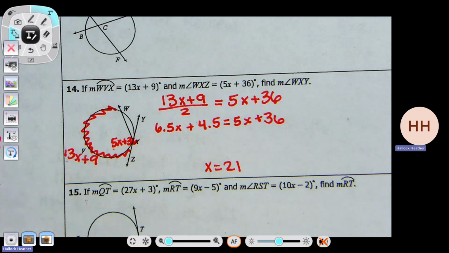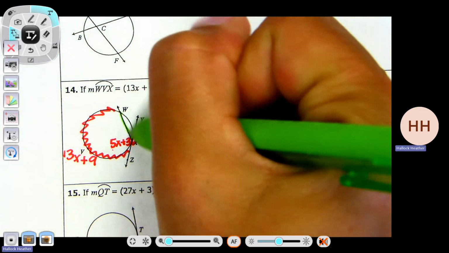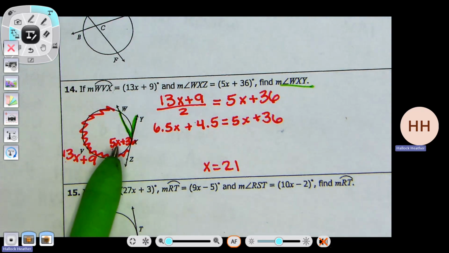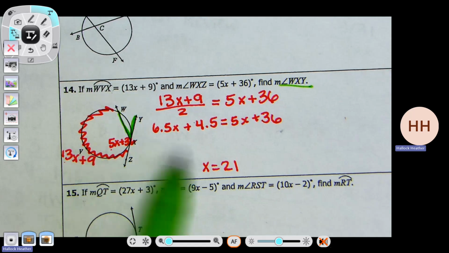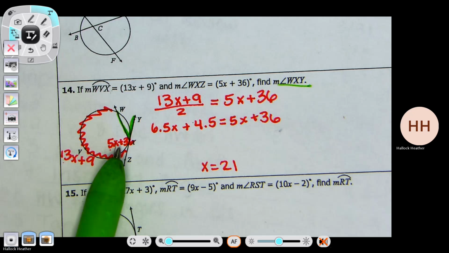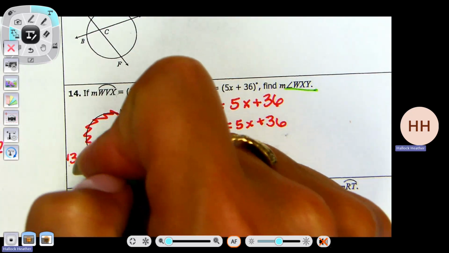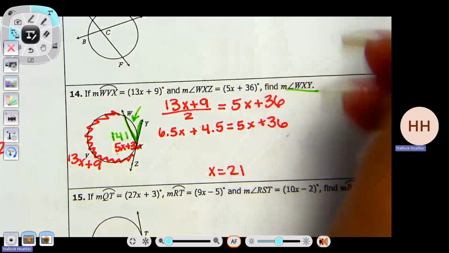My goal is to find WXY, so you have to be a little careful about where you plug it back in. WXY is an angle. WXY is over here though. So we got kind of a problem. If I plug it into this, that's not going to be the answer. I'm going to have one extra step. So if I plug 21 in, 5 times 21 plus 36, how much is this big angle? 141. So if this is 141 over here, how do you find the angle next to it? Subtract from 180. So the final answer is how much? 39.